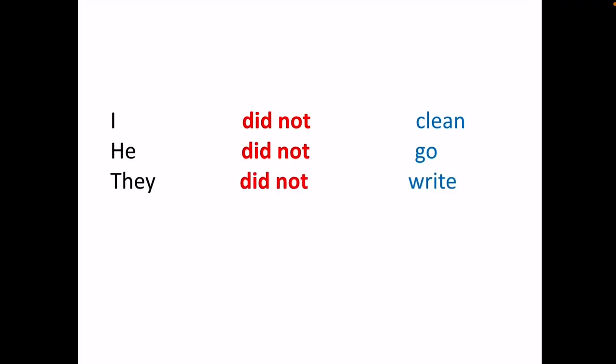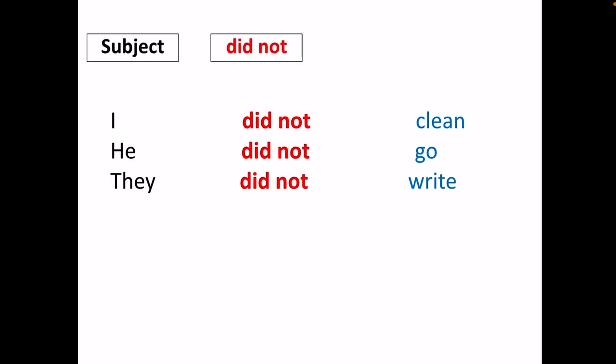They did not write. Now here we have the first part is the subject. And then I have the did not form, which is the negative form. And then we have the verb in infinitive form. Here the verb will be infinitive, a base verb. And here did not is what turns it into past. So this is how we form the negative form from the past simple. We add did not and then we change the verb to infinitive form.